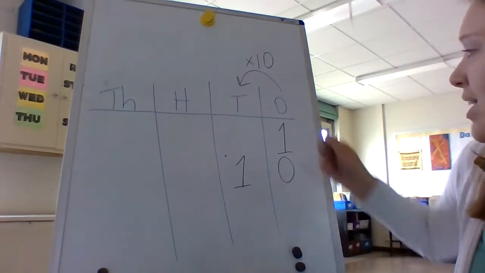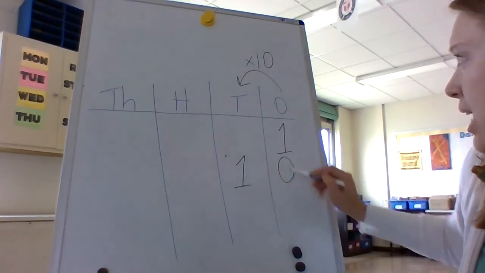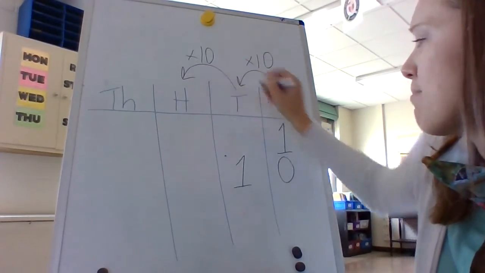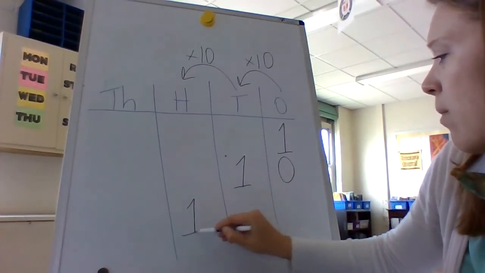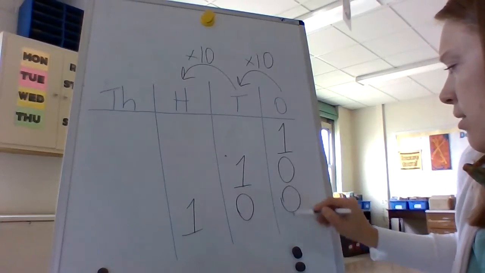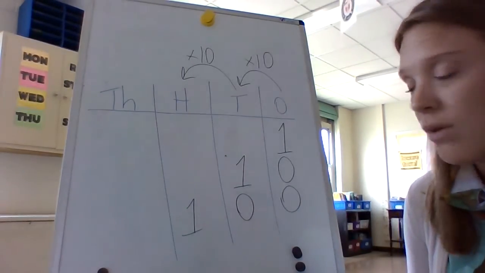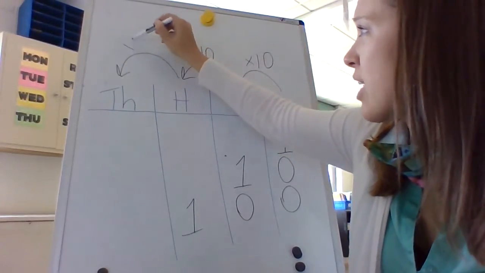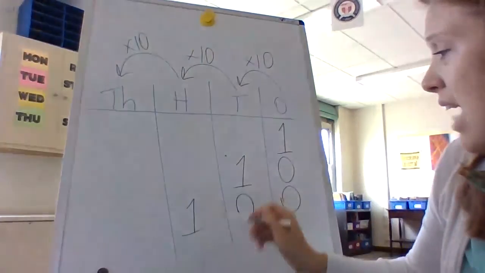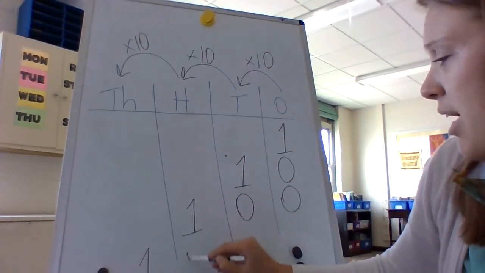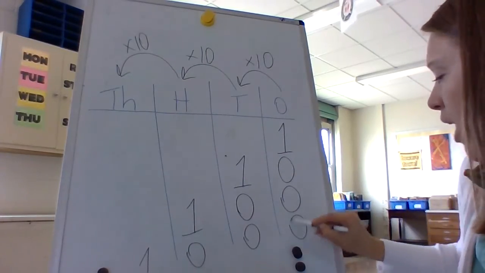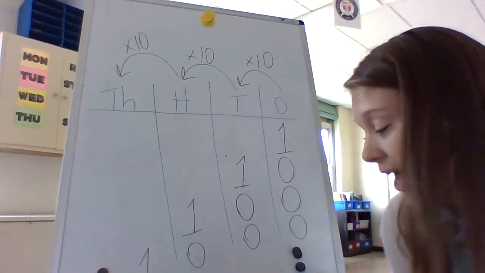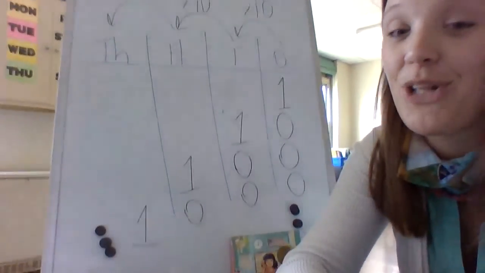And then think, well, what's 10 times as many as 10? 10 times as many as 10 is 100. Or what about what's 10 times as many as 100? What's 10 times as many as 100? 1,000. So we'll talk more about these patterns further on into the week as we continue to learn about place value.